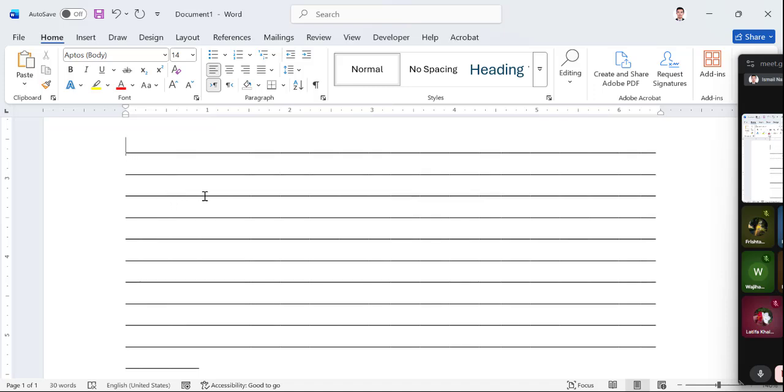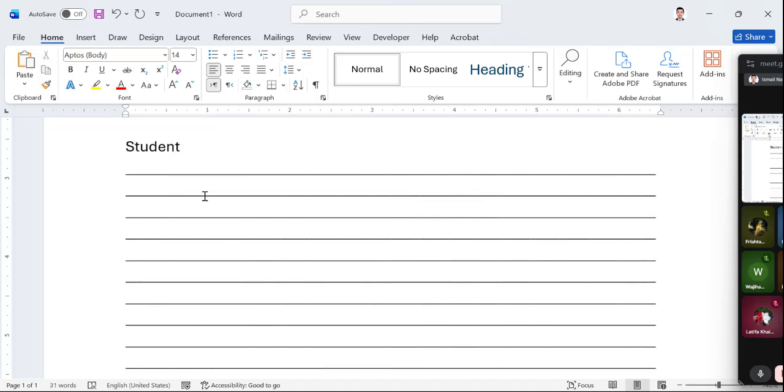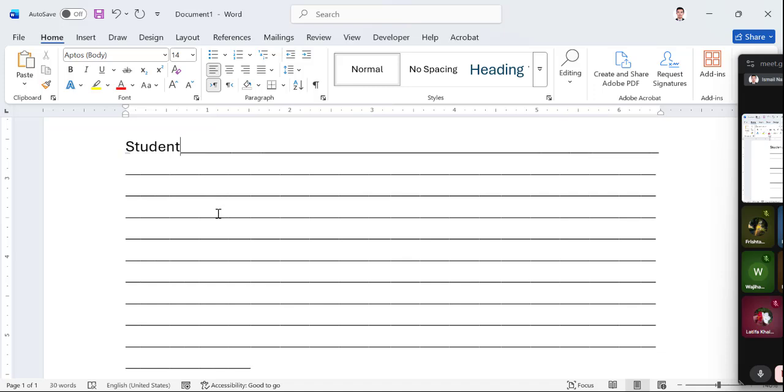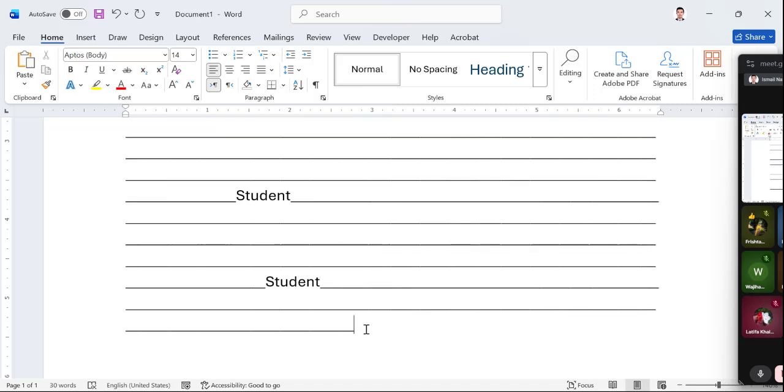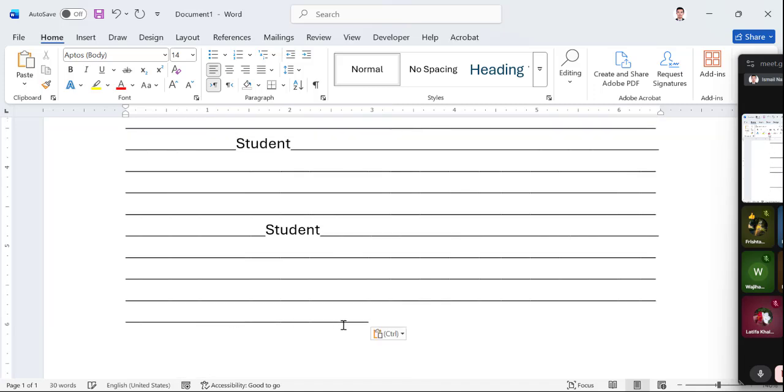At the beginning, we might write the word student. So student is a keyword. So after 2 or 3 sentences, again, we might repeat the student again. Or then it is a keyword. We will repeat it again. So student will be repeated again and again.